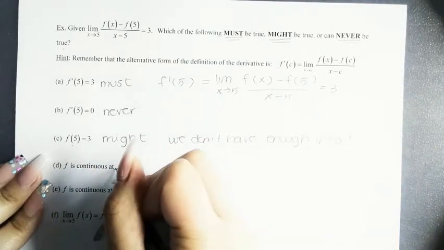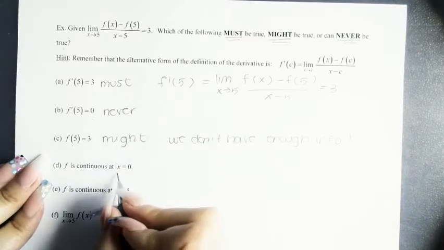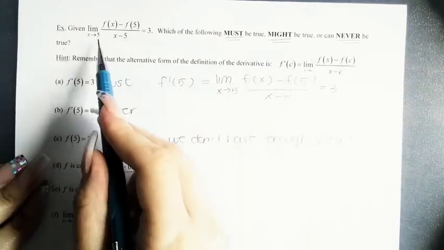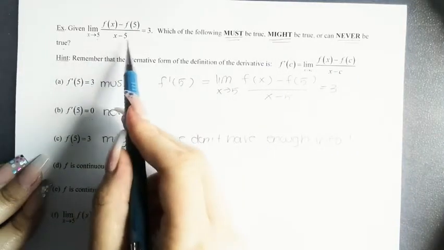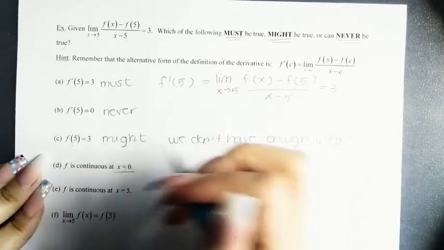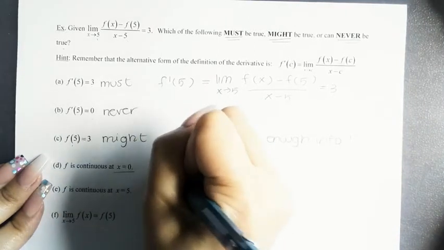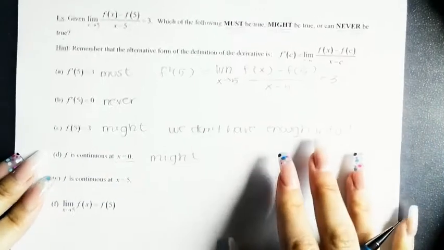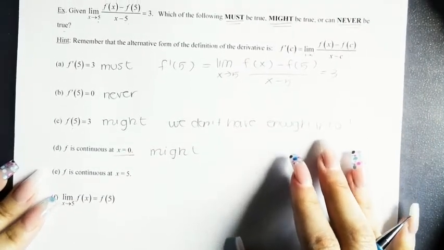F is continuous at x equals 0. Okay, so let's look. Do you know anything about x equals 0? This is at 5. So I don't know anything. Might. Same, not enough information. I need more information. I need to see the function or something, right?